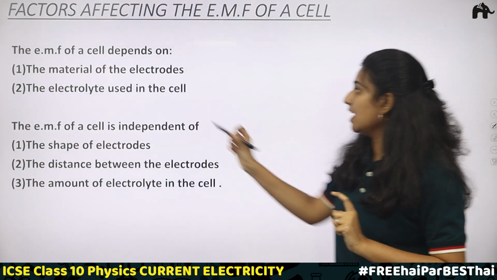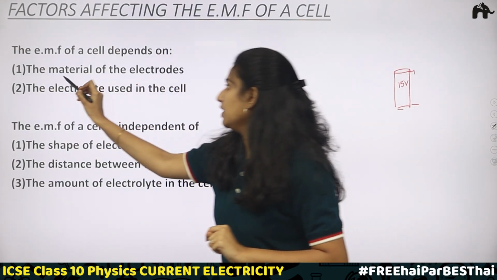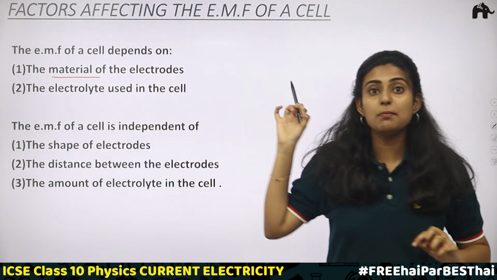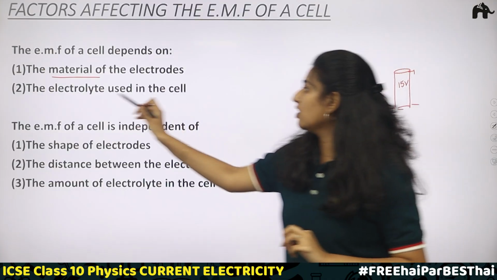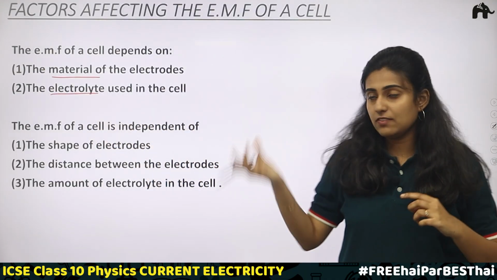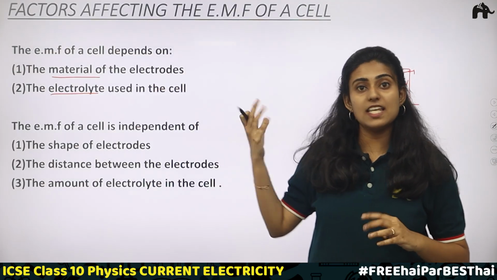Okay, the material of the electrodes is one point on which the EMF depends. So the EMF of a cell depends on the material of the electrodes used. And the second is the electrolyte, the H2SO4 which you used in the previous cell. So on these two factors, the cell's EMF depends.